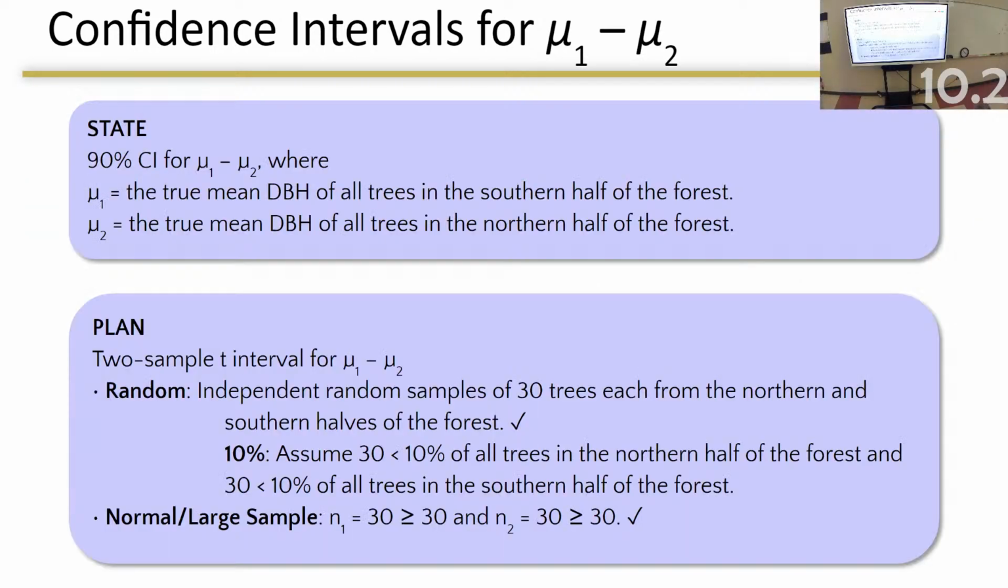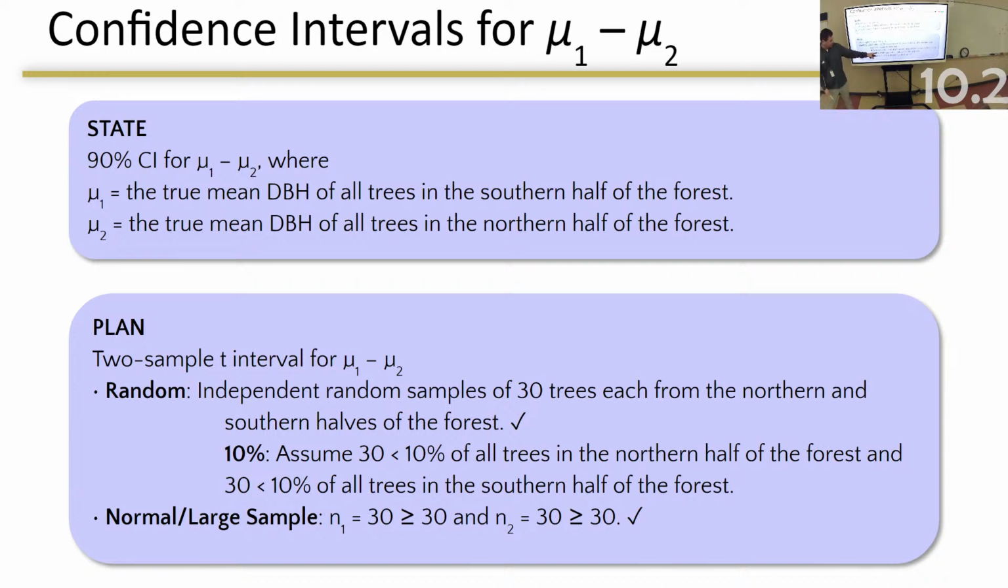Let's see how he did. There's where they did the method. 90% confidence interval for mu1 minus mu2. They defined everything. They're just trying to keep consistent with Hose and Haas. I don't do this. It's not a requirement. Plan: 2-sample t interval for mu1 minus mu2. Okay, that's a method. Random, independent random samples of 30 trees from the north and south.